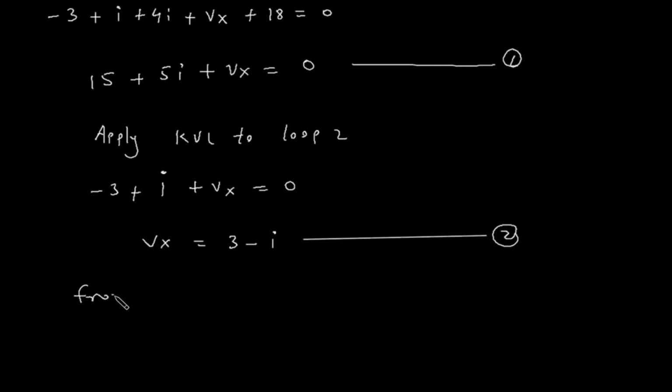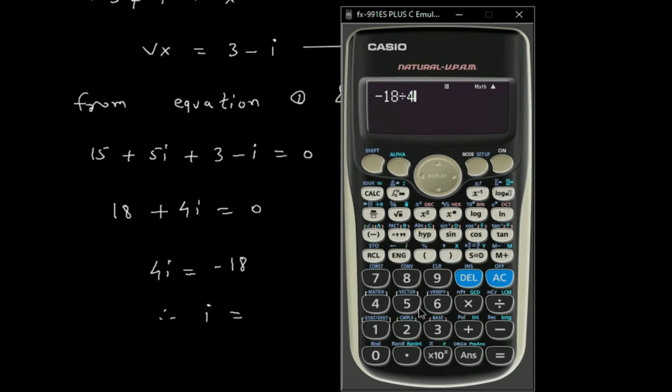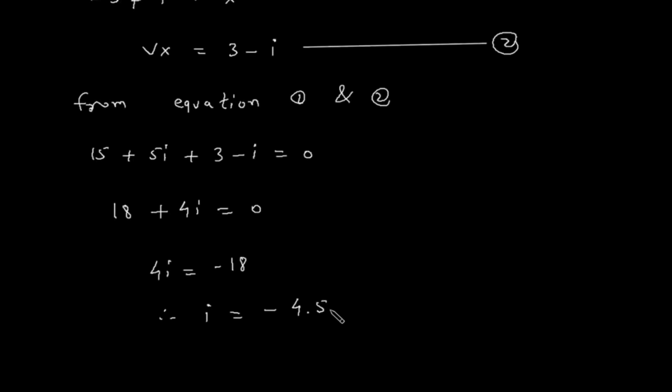So from equations 1 and 2, we will substitute this value of Vx here. So 15 plus 5I plus, in place of Vx, we will write 3 minus I is equal to 0. So this will be 18 plus 4I is equal to 0. So 4I is equal to minus 18. Therefore, I is equal to minus 18 by 4, minus 4.5 ampere. So I is equal to minus 4.5 ampere.